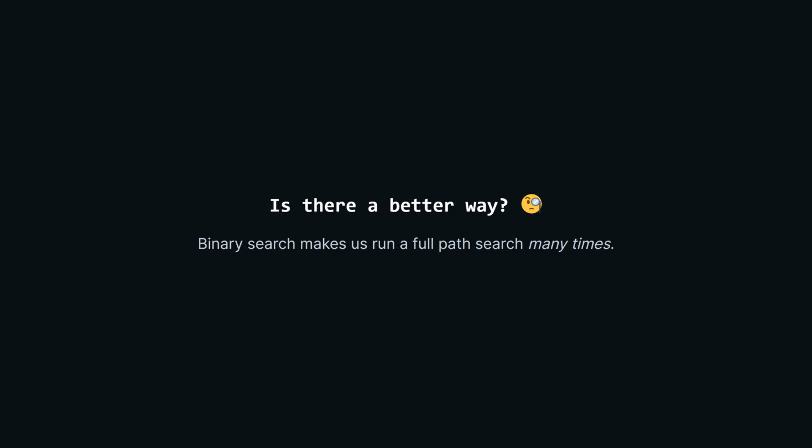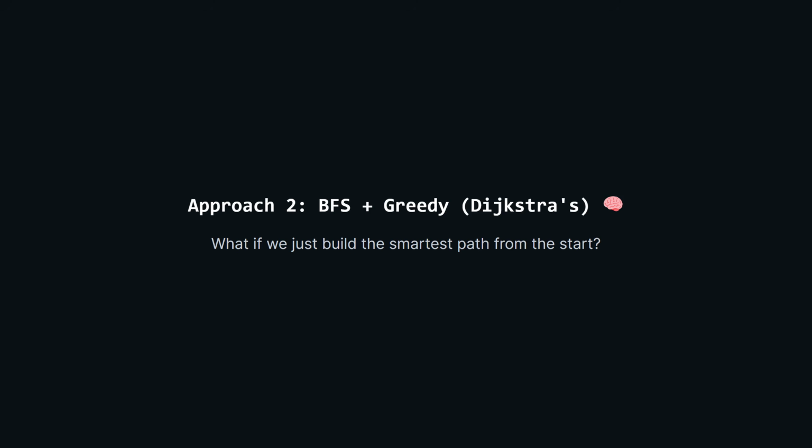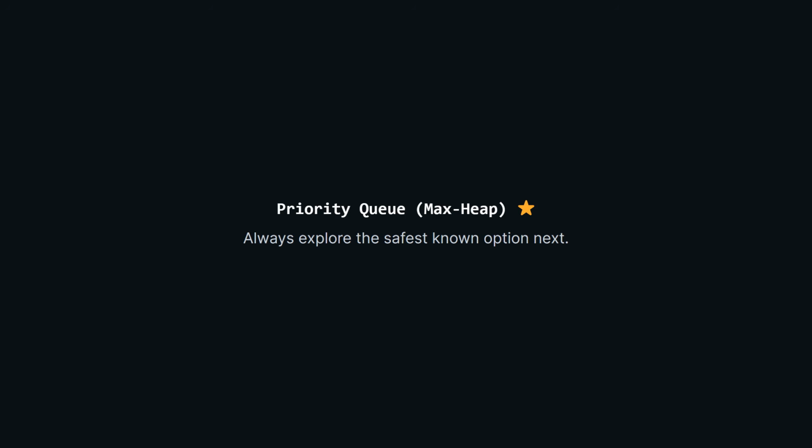We are running a full grid traversal over and over again to test different guesses. This brings us to approach 2. Instead of guessing the answer, we can greedily build the absolute best path from the start to the end in one go. To do this, we use a priority queue, specifically a Max-Heap. This allows us to keep track of all the paths we are exploring, and always take our next step from the safest possible cell we've found so far.